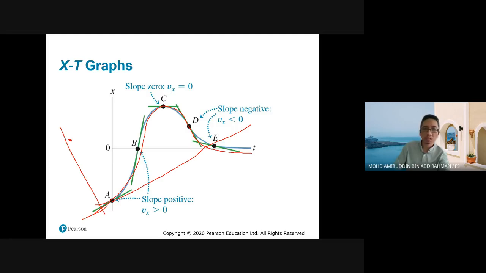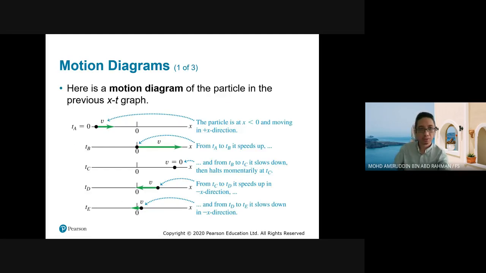For example, here we have a positive slope when we are measuring at a certain point. So we have positive instantaneous velocity at A and B, zero instantaneous velocity at C, and then negative instantaneous velocity at points D and E.